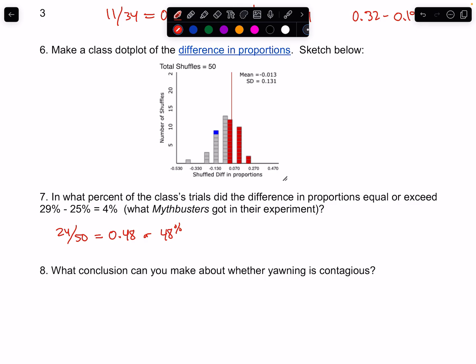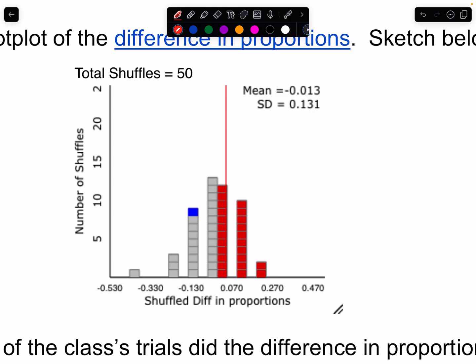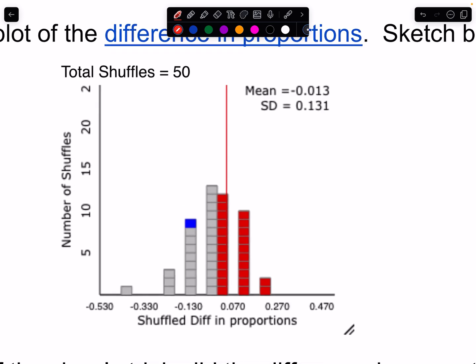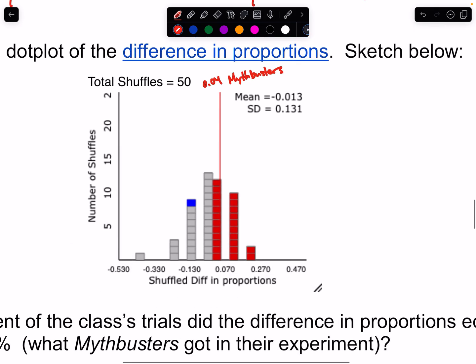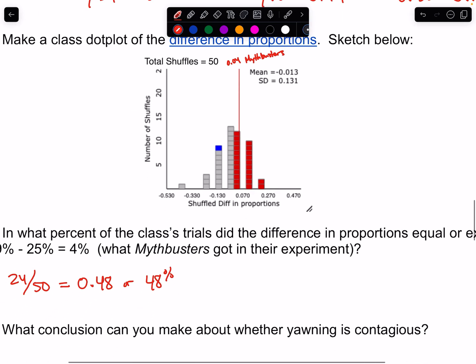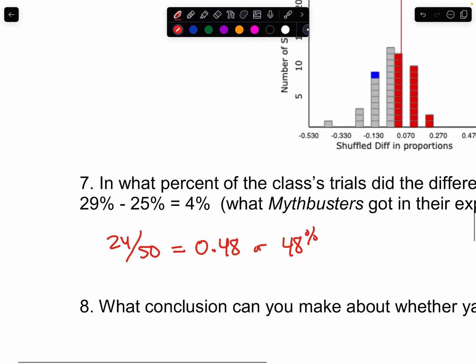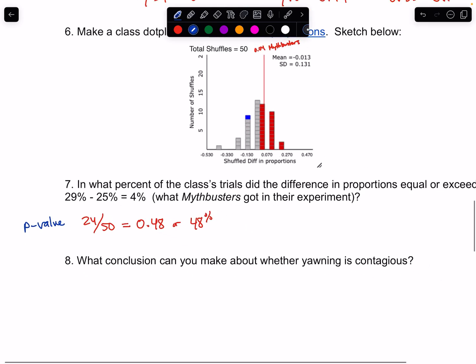And so again, this red line here is the Mythbusters result, the 0.04. And from that, 48%, which again, as a reminder, this number here is our p-value. What does this mean? We just found that there were 48% of those dots that were bigger than that 0.04.